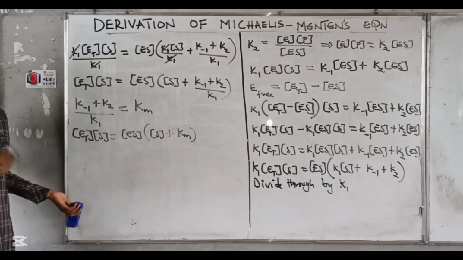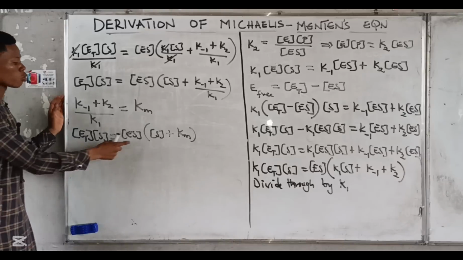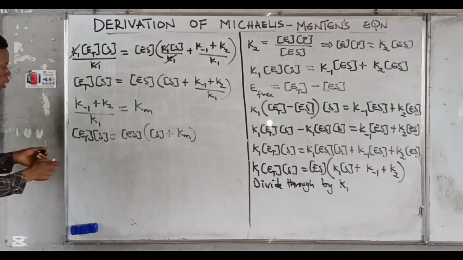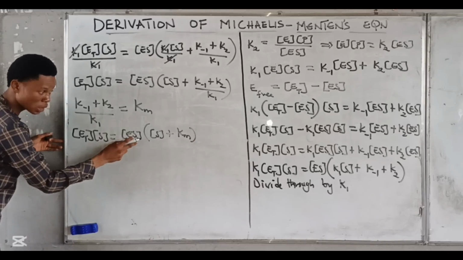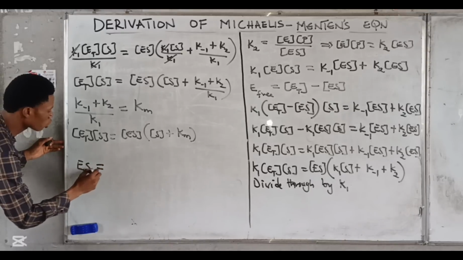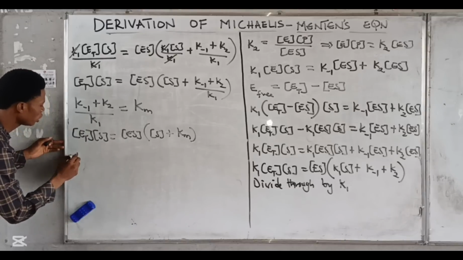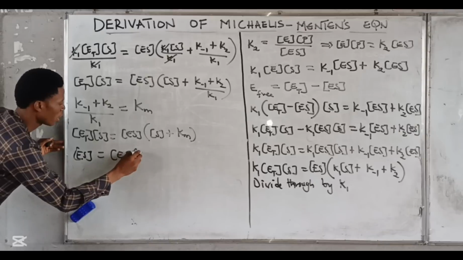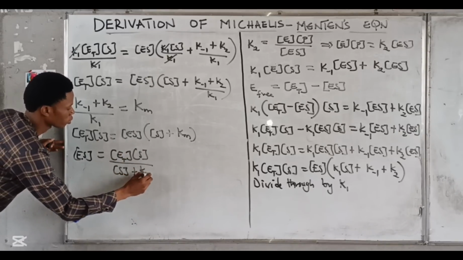Now, the last step you have to take is to divide through. We have to make ES the subject of the formula. And if we are making ES the subject of the formula, we divide through by this, right? To make ES the subject of the formula, we have to divide through by this. So I'll be having ES equal to ET S all over S plus Km.